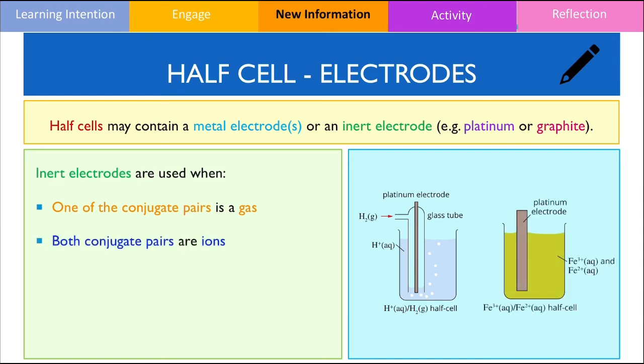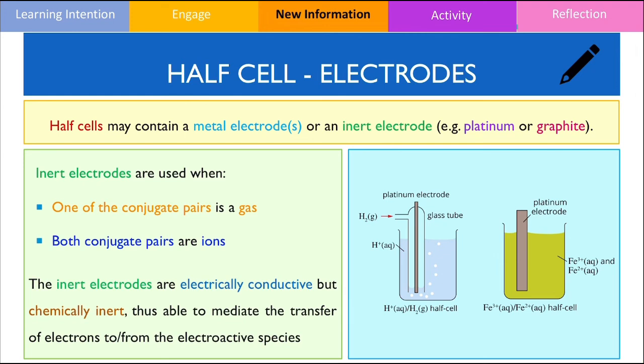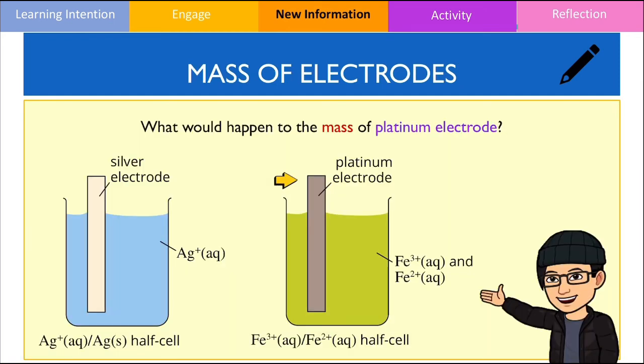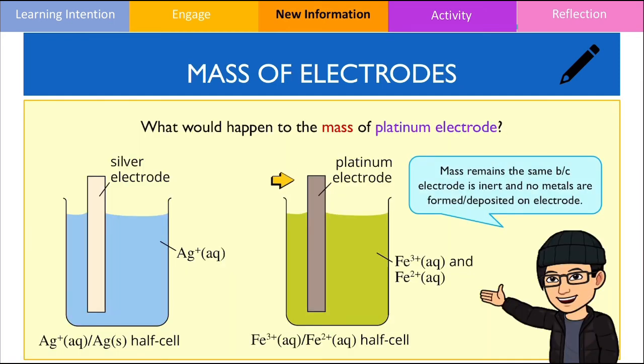Although the inert electrodes do not take part in the redox reaction, they are a special conductive material that helps mediate the transfer of electrons to and from the electroactive species. Because it is inert, the mass of an inert electrode such as platinum will remain the same, as you're not going to be getting any metal deposited on the electrode.